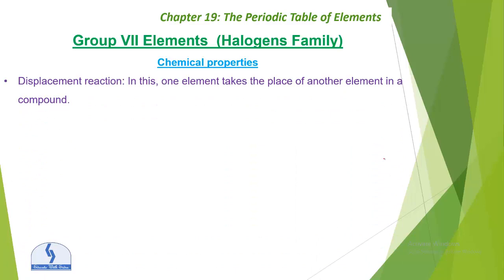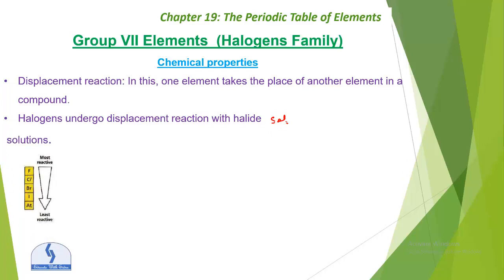Now the displacement reaction. Halogens basically undergo displacement reactions with halide solutions. A displacement reaction is a reaction in which one element takes the place of another element in a compound. And halogens undergo displacement reactions with halide solutions. Right, this is fluoride, chloride, bromide, iodide, astatide. Right.